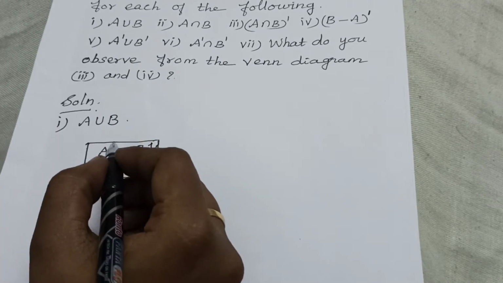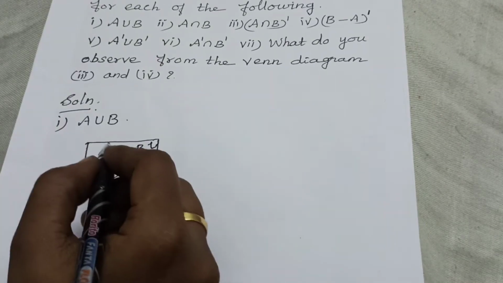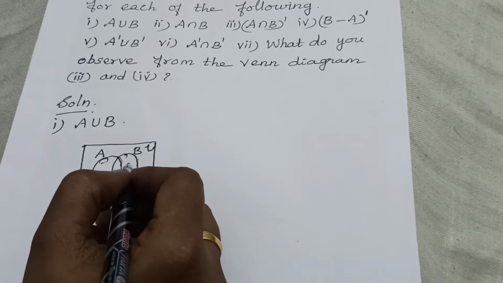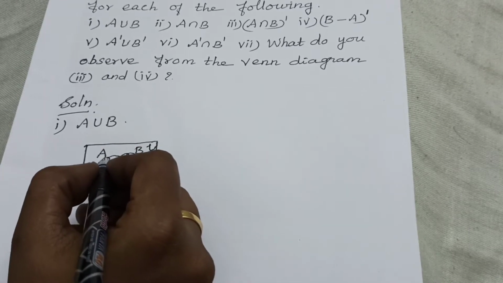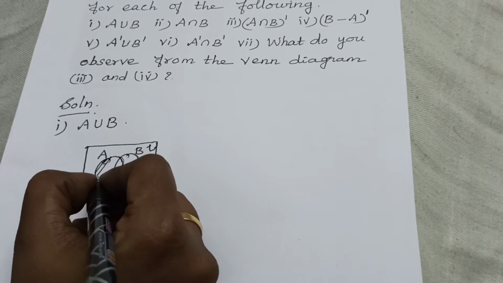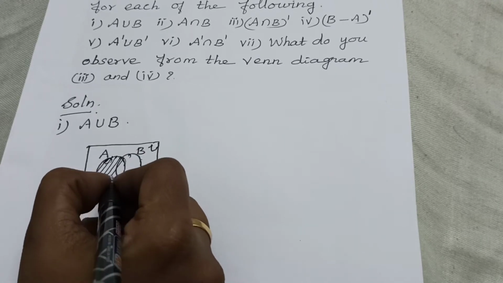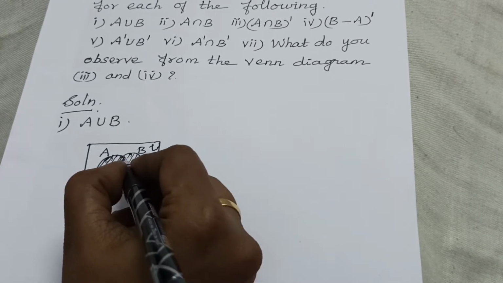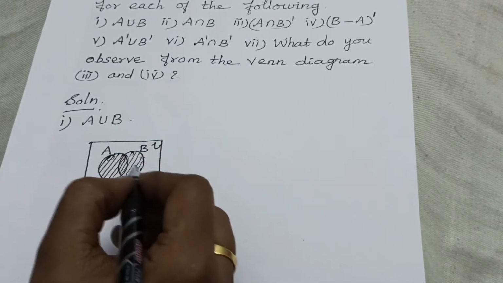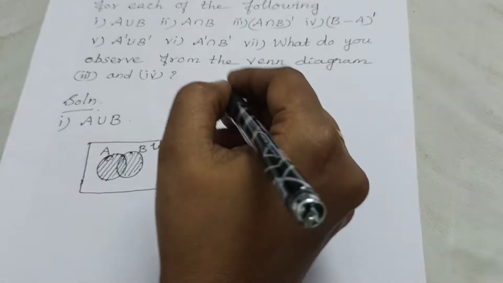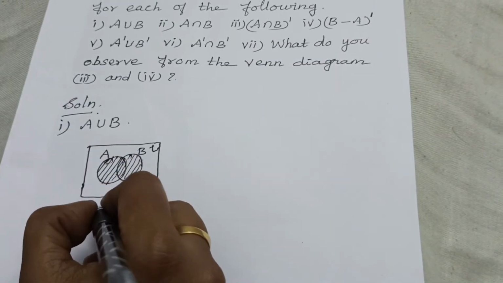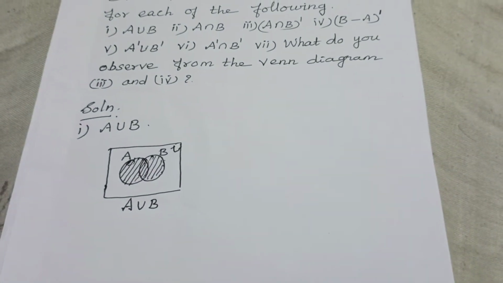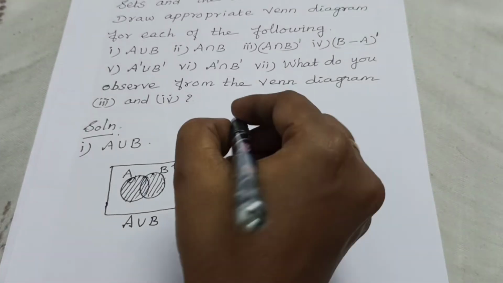Then we have to find A union B and shade it. A union B means A or B or both. So we have to shade the A portion, then B also, and the common part too. A and B together we have to shade. The shaded portion is A union B. Then second one.